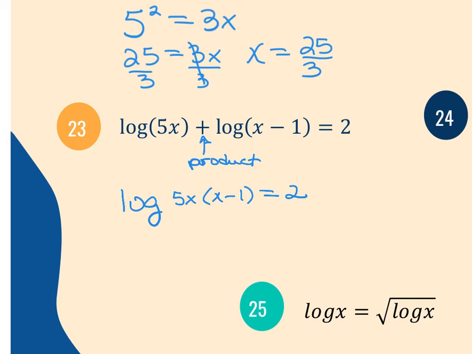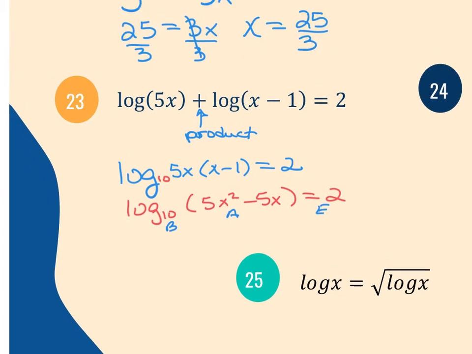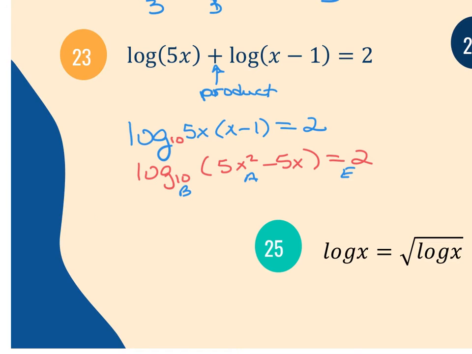I know that because there's no little subscript here, this has an assumed base 10. This is in log form. I'm going to go ahead and distribute this. And I get log base 10 of 5x squared minus 5x equals 2. Now I'm going to turn it into exponential form. So I'm going to do 10 squared equals 5x squared minus 5x.